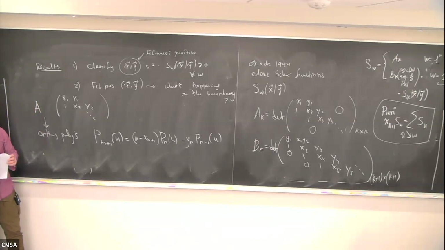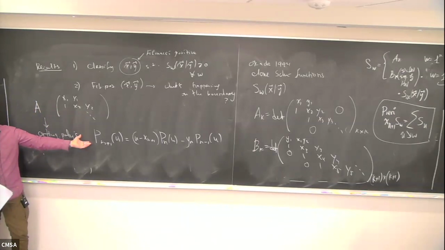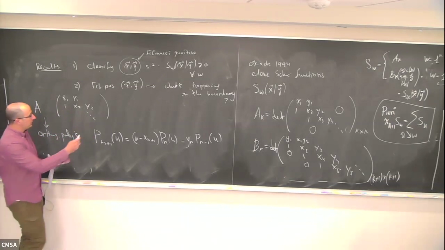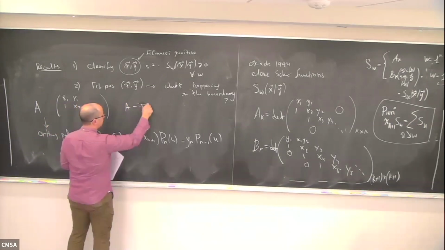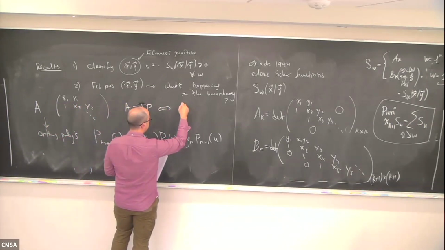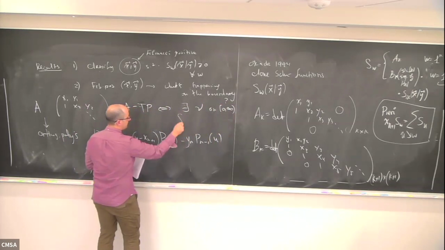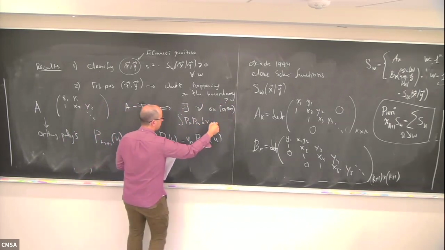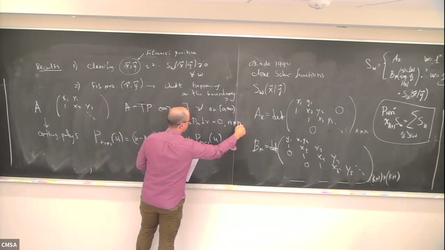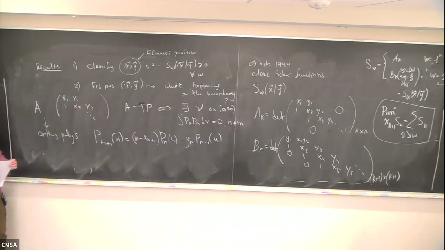By the results of basically going back to Flajolet and then repackaged and improved by Sokal and co-authors, matrix A being totally non-negative is equivalent to the fact that these orthogonal polynomials are orthogonal with respect to a non-negative Borel measure on 0 to infinity. So A totally positive is equivalent to the existence of a measure nu on the positive half line such that the integral of P_m against P_n d nu is equal to 0 for n not equal to m.